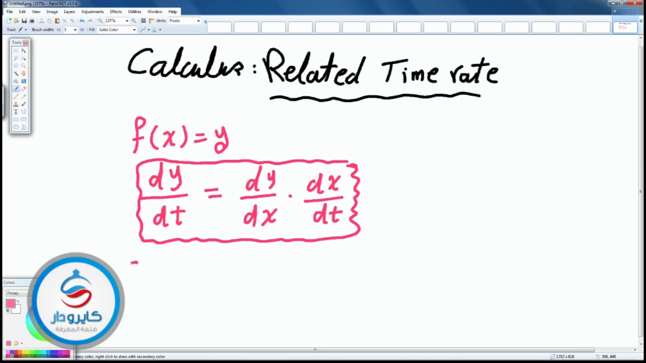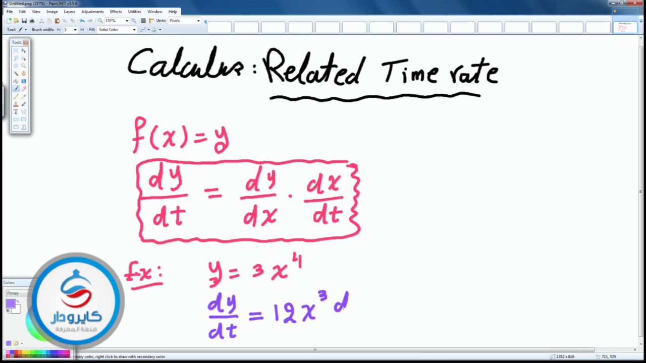So, for example, if we have y equals 3x to the power of 4, so if we differentiate the function, dy over dt equals 4 times 3 equals 12x to the power of 3. Don't forget to write dx over dt also.